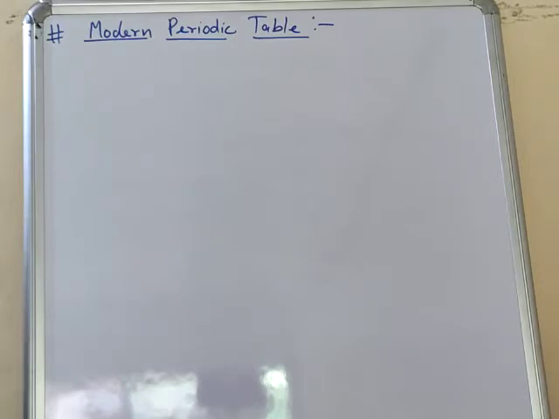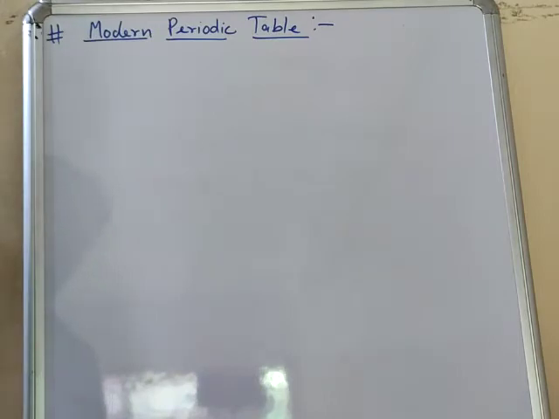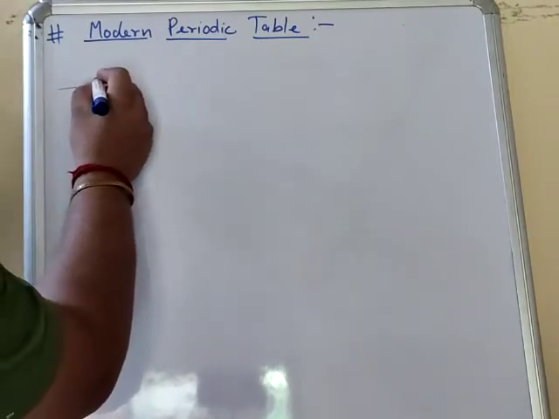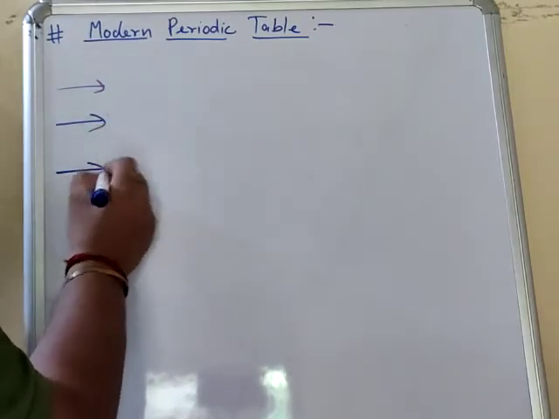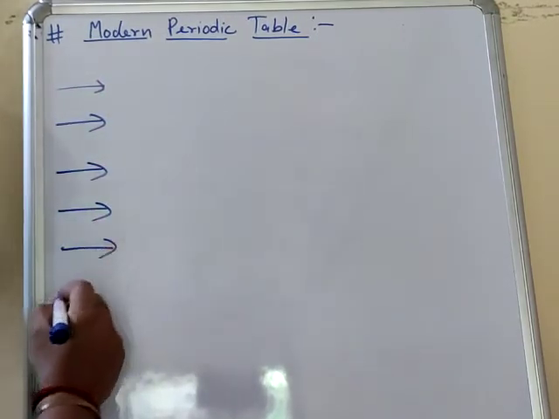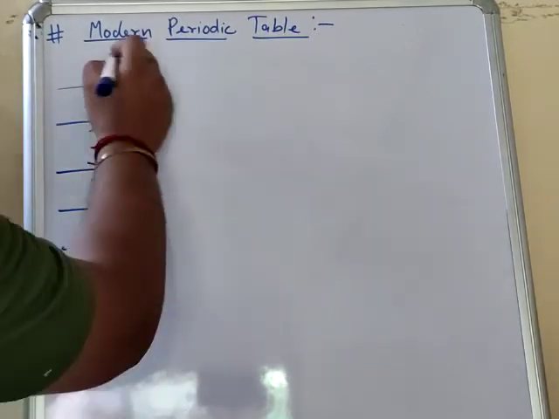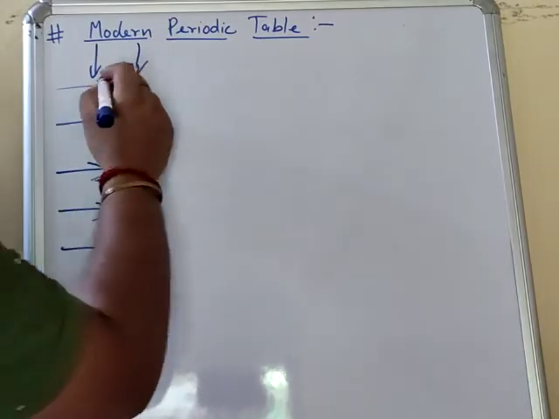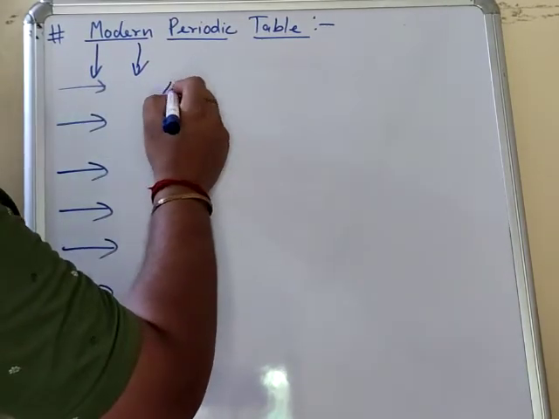In the modern periodic table, you can open the textbook at page number 86. There are 18 groups and 7 periods. There are 7 periods and 18 groups. First group, second group. After that I will make a table here.